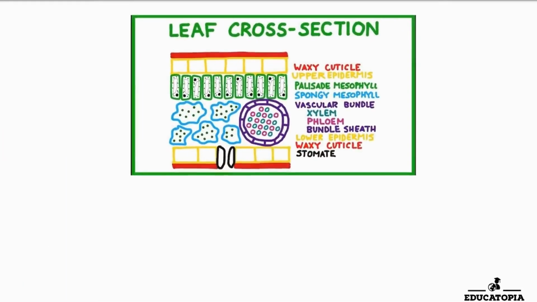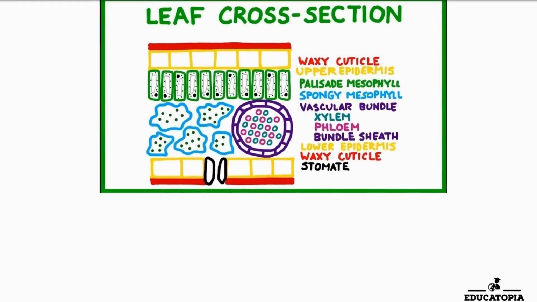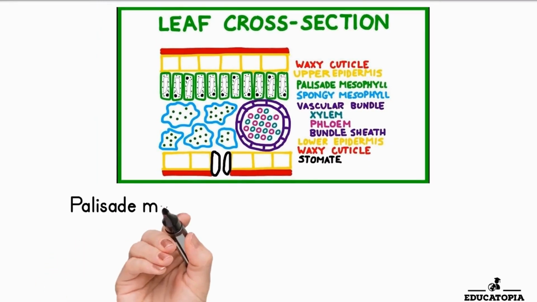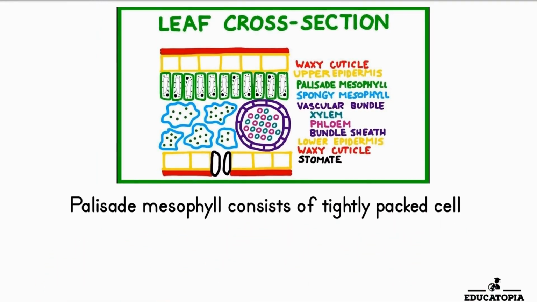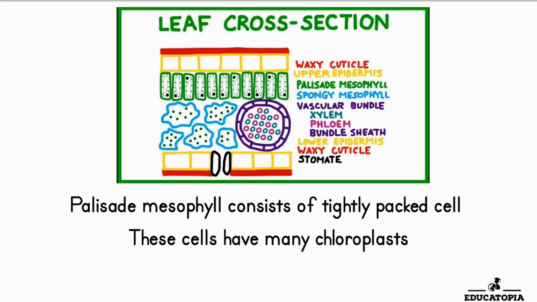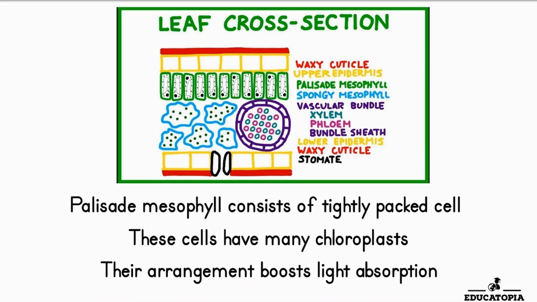The palisade mesophyll is found right below the upper epidermis and consists of tightly packed elongated cells. These cells contain a high concentration of chloroplast, the organelle responsible for photosynthesis. The arrangement of palisade cells maximizes light absorption.